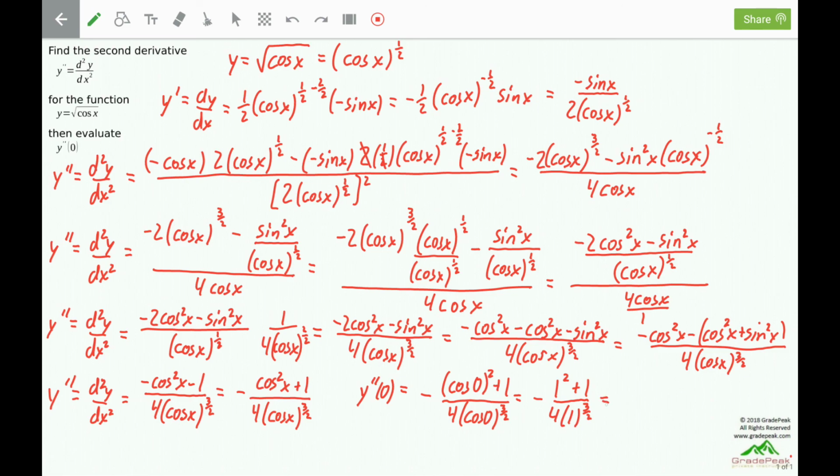to the 3/2 power. So we have a negative 1 squared is 1, so 1 plus 1 over 4 times 1 to the 3/2 means the square root of 1, which is 1, and then cube it. So we have a negative 1 plus 1 is a 2, and then 4 times 1 cubed. 1 cubed is 1 times 4 is a 4. And we can now reduce this by a factor of 2, and we end up with negative 1/2.